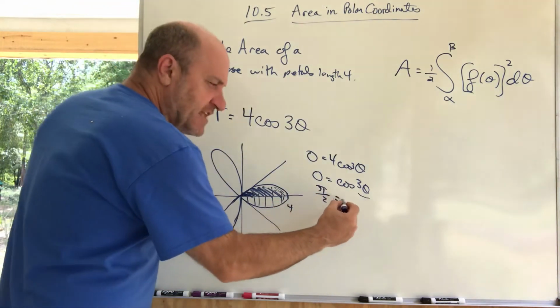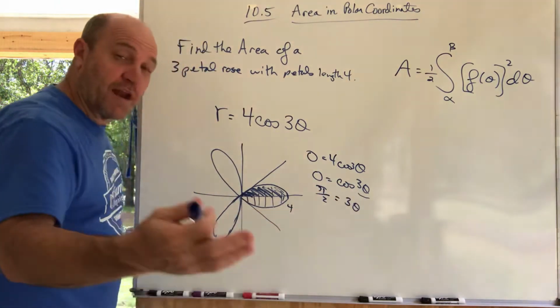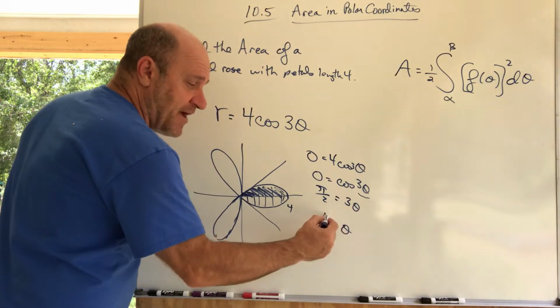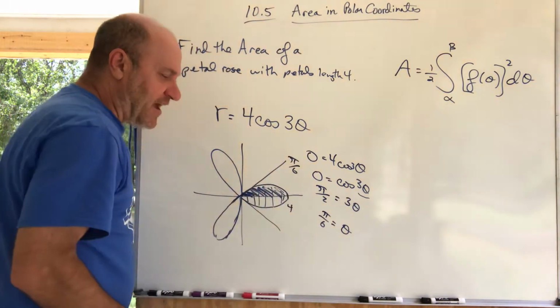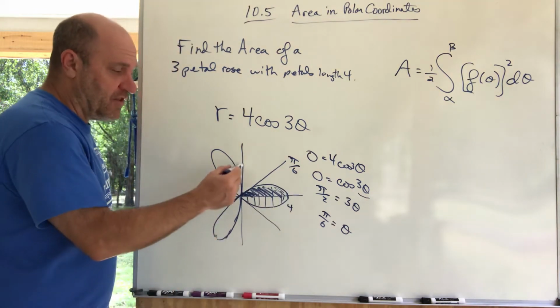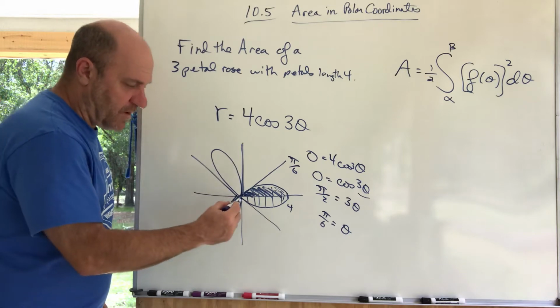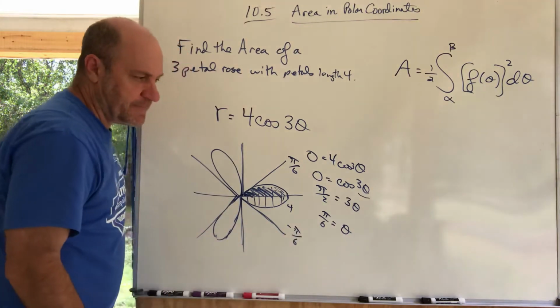Because this is the answer for the angle 3 theta, and when I want theta, I end up dividing by 3. So the answer is pi over 6, and that's this one. But if I was going to try to list all of them, there would be another one there. Actually, there's one there, there's one there, there's one there, there's one there. This one's negative pi over 6, I guess.